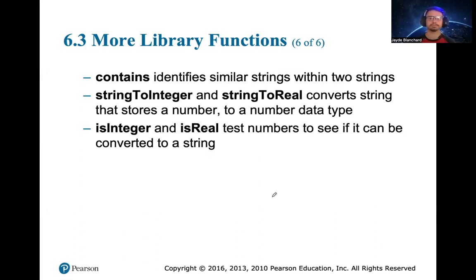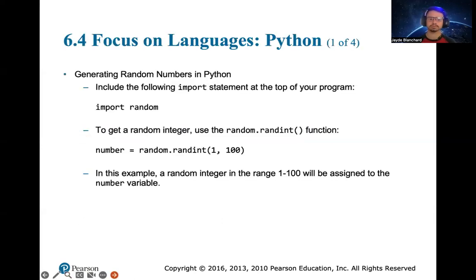String to integer will convert a string to an integer. Pretty simple, pretty straightforward, as long as your string is a number. If your string is not a number, or if it has even a space or another character that is not a number, it will throw an error. So you have to be mindful of that. String to real, same idea, just converting it to a real instead of an integer. And these two, is integer and is real, are similar to the way contains works. They will either return true or false. Is integer checks if that string is an integer, and is real checks if that string is a real number. Again, everything is in the name.